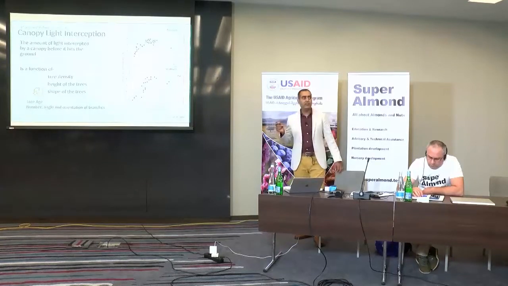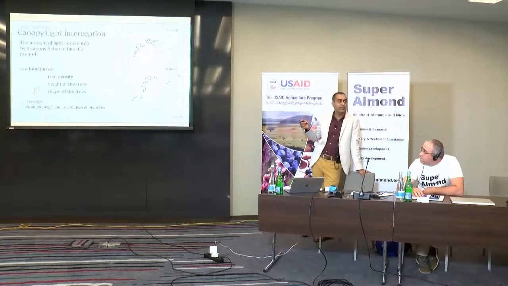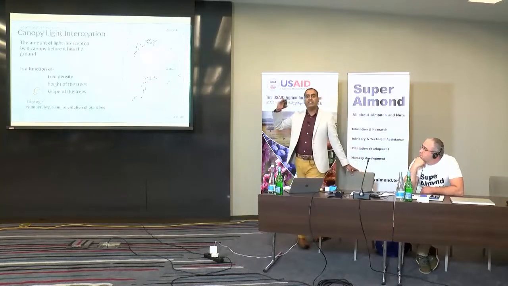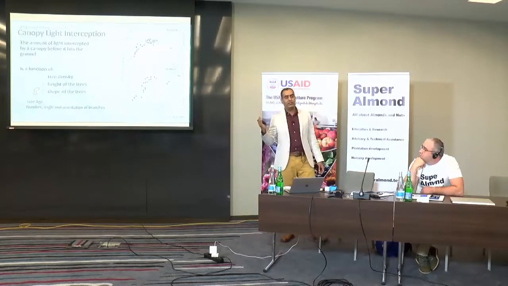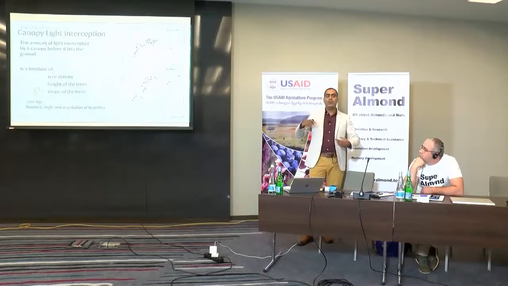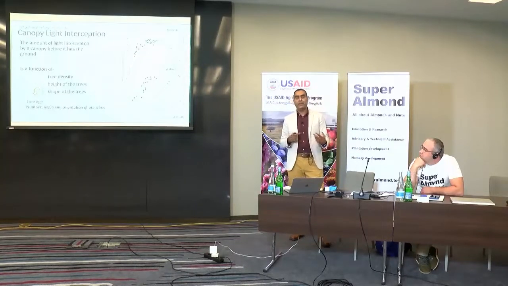Now, if you look at this, we stopped at 80%. We still have some place between 80 and 100%. So why not full 100% coverage? Because research shows that 80% is the maximum optimal canopy light interception that you can use productively, because if you go beyond 80%, that means you're creating too much shading in the orchard. And that shading brings in a lot of complications.